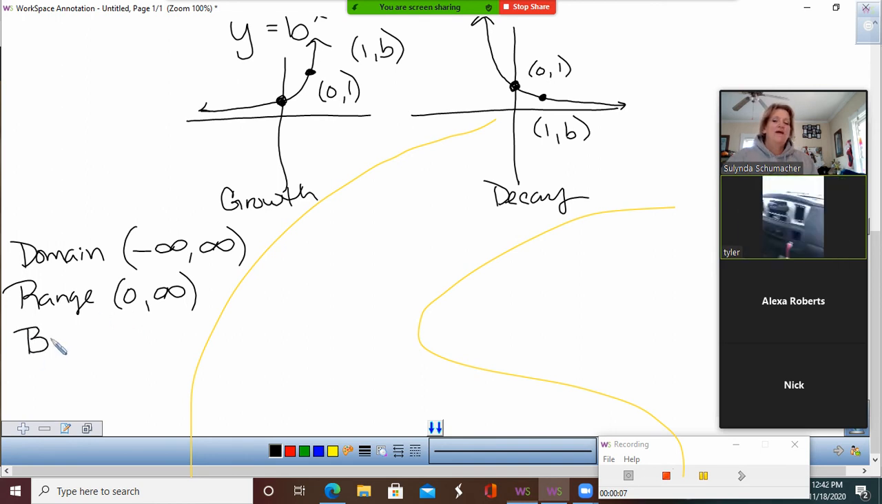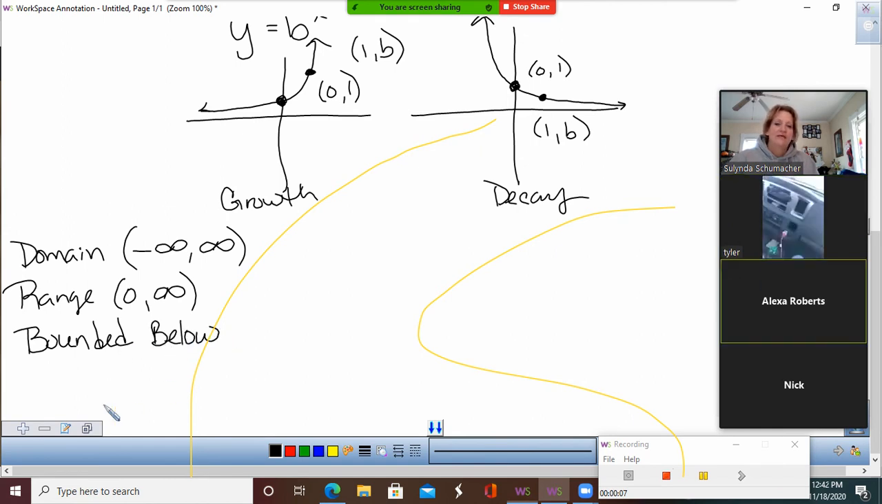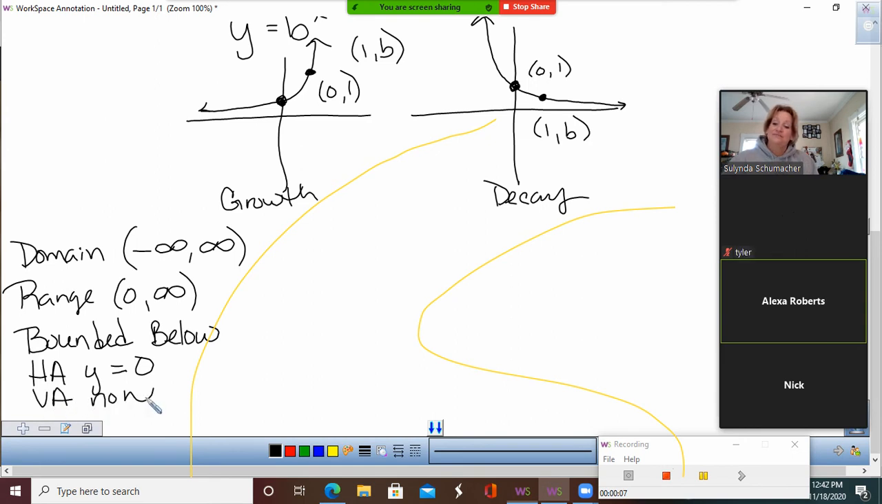This would be bounded below. Remember all that boundedness we talked about before? Bounded below. It has a horizontal asymptote at y equals 0. And there is no vertical asymptote. Each of these has two end behaviors. We've got to make sure we talk about those.